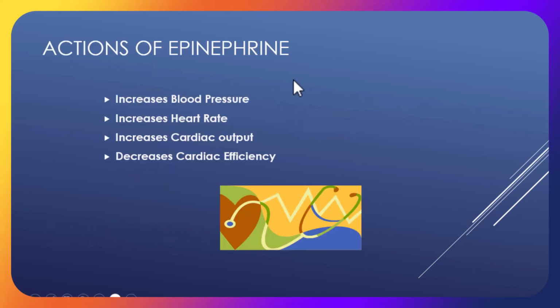The actions of epinephrine are that it increases blood pressure, increases heart rate, increases cardiac output, which altogether decreases cardiac efficiency. We wouldn't want to use vasoconstrictor with patients who've had a recent heart attack or stroke, coronary bypass, who have uncontrolled hyperthyroidism, angina, or arrhythmia.